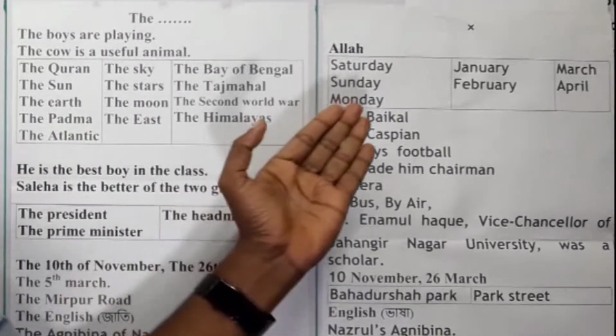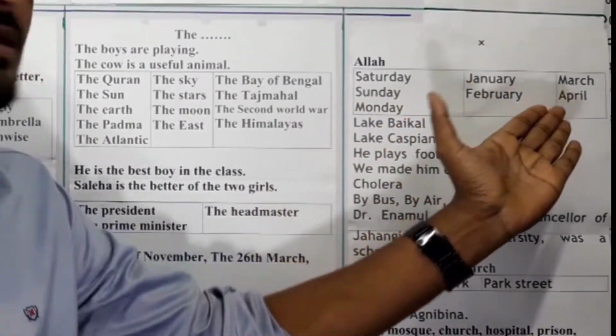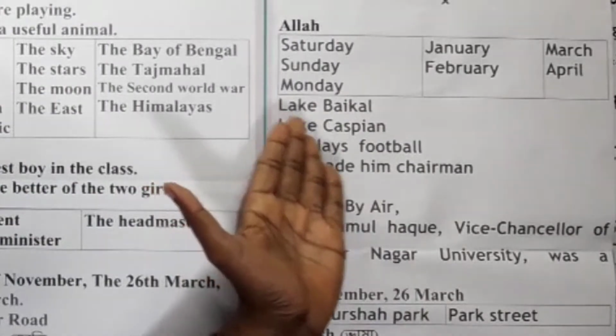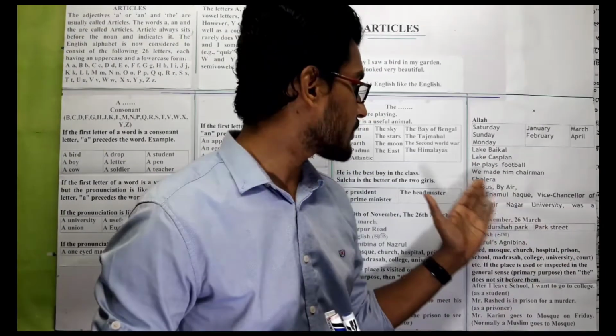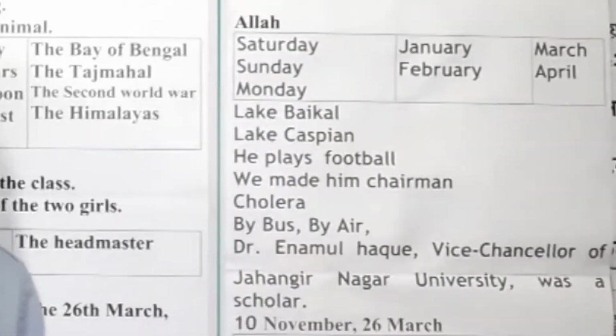The article does not precede the name Allah or God. The does not precede the name of a day or month: Saturday, Sunday, Monday, January, February, March, April. The does not precede the name of a lake: Lake Baikal, Lake Caspian. The does not precede the name of a game. He plays football.